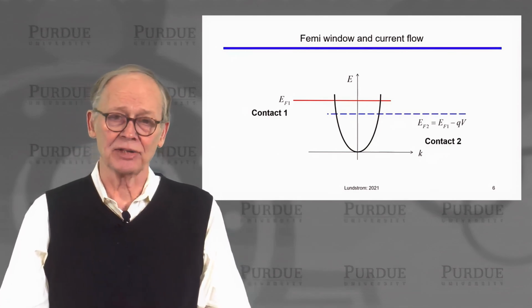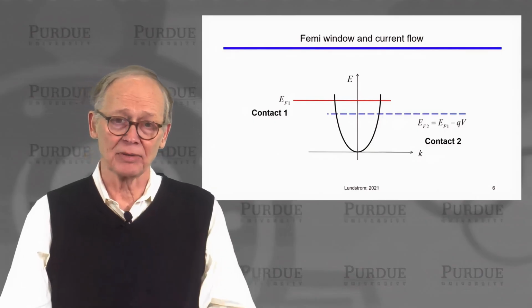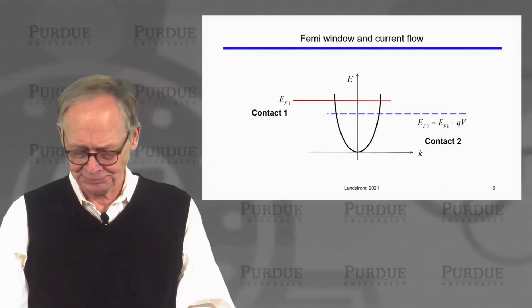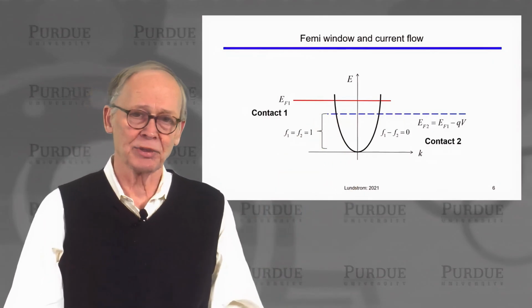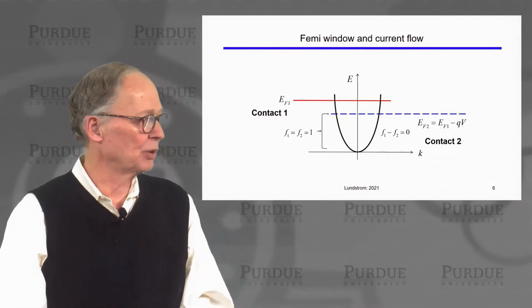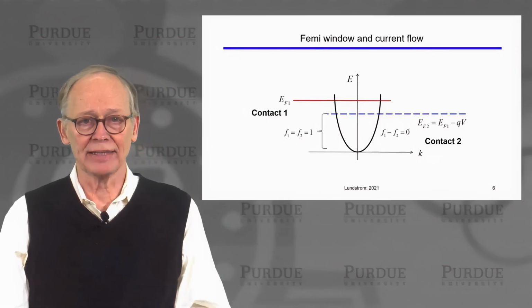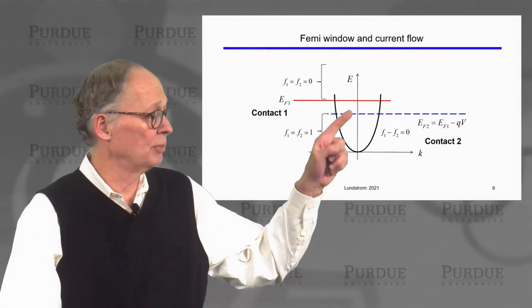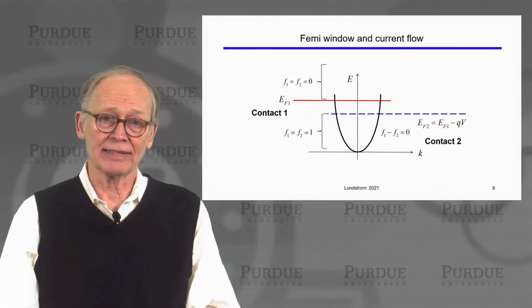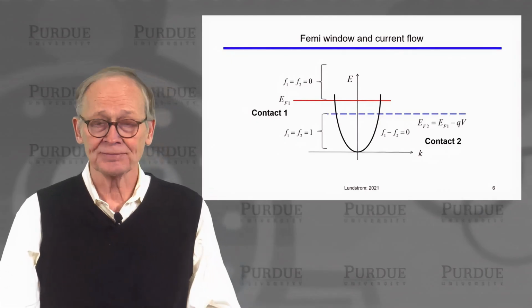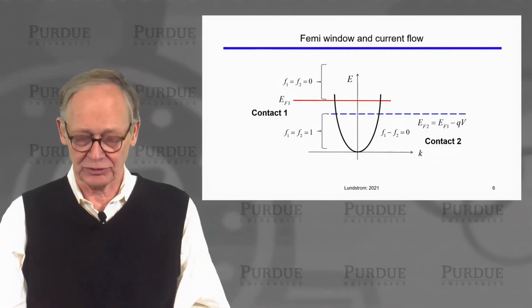Now, it's easiest for us to understand what's going on under T equals 0 conditions, because then all states below the Fermi level are filled, all states above the Fermi level are empty. So if I look below Fermi level 2, it's also below Fermi level 1. Both states are filled with probability 1. F1 minus F2 is 0. No current flows in any of those states. If we look above Fermi level 1, that's also above Fermi level 2. There's no probability that any of those states are occupied at T equals 0. So F1 minus F2 is 0 minus 0. Also, no current flows in those states.